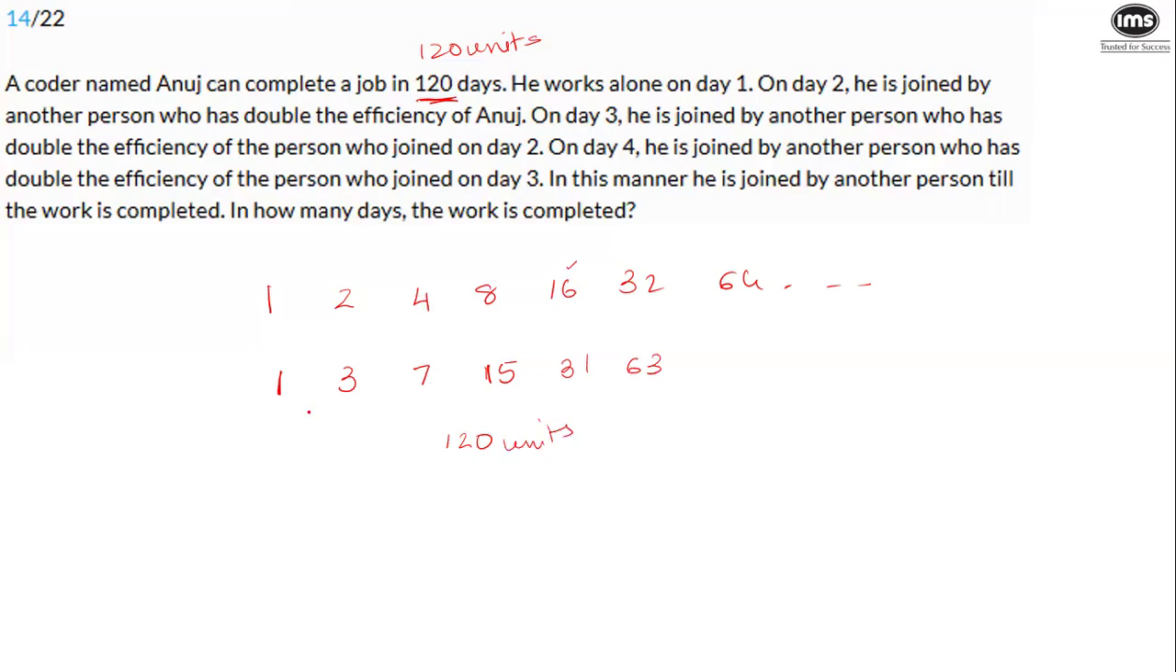So simple, the work is over in 1, 2, 3, 4, 5, 6 days. A total of 6 days. The number to be entered was 6. How many days? 6 days.